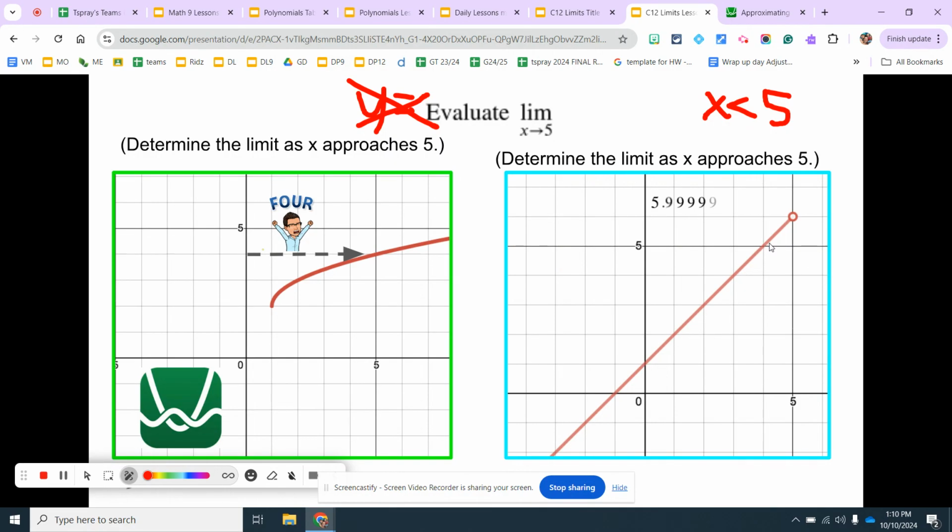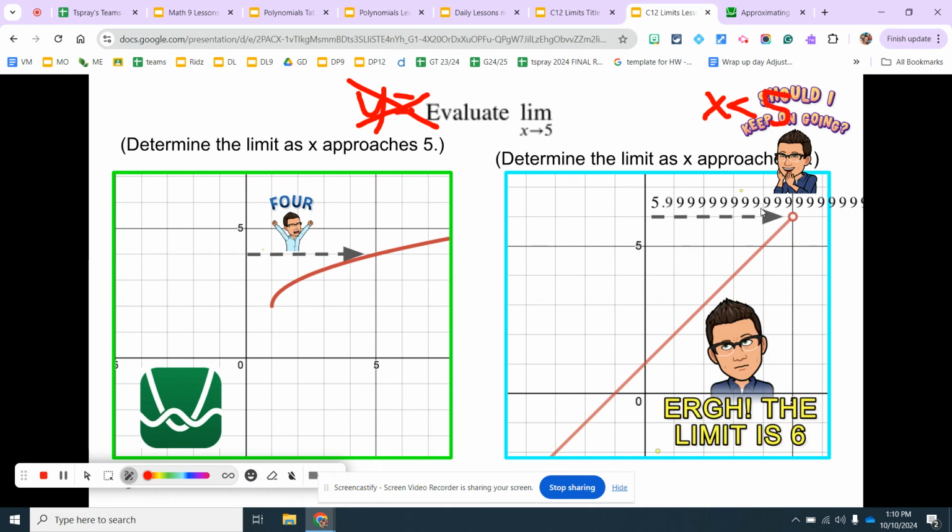So here's x equals 4, 4.5, 4.99999. And as we get closer and closer and closer to 5, you can see that this function is getting really, really close to a certain number. And that certain number, of course, would be 6.